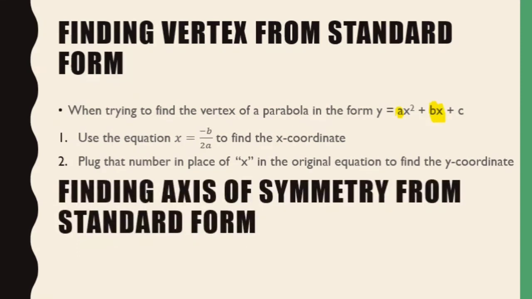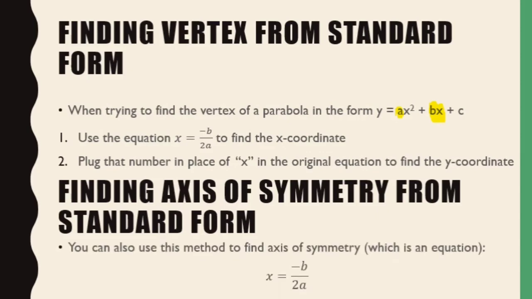Finding the axis of symmetry from standard form. We're going to use the exact same process. Since the axis of symmetry is simply the x-coordinate of the vertex, it's even fewer steps. All you need to do is use the equation x equals negative b over 2a, and that will give you your answer. Because the axis of symmetry is an equation, you're just going to leave the x equals there and put the number there, and that's it.